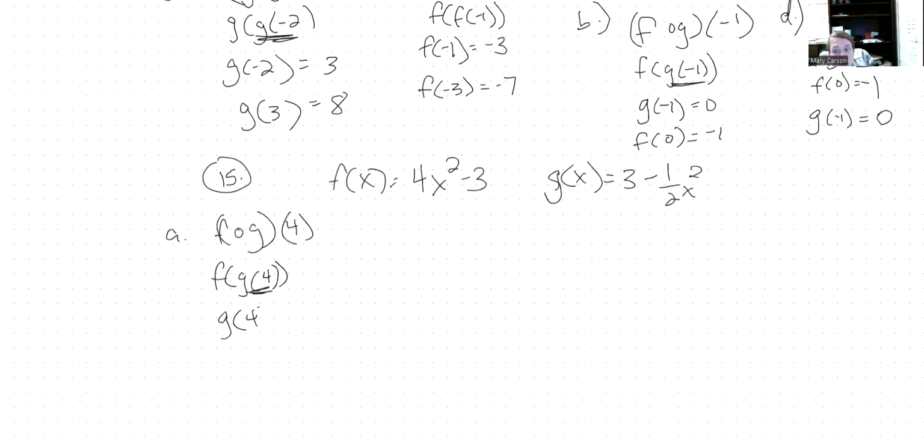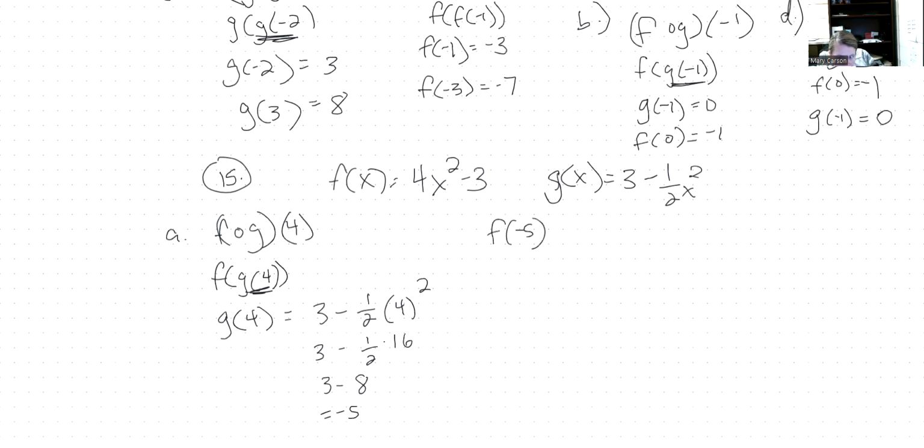So we're going to use the g one, and we're going to plug in 4 here. So 3 minus 1/2 times 4 squared. So that's 16 times 1/2, which is 8. So 3 minus 8 is -5. And now we're going to take that -5, and we're going to do f of -5.